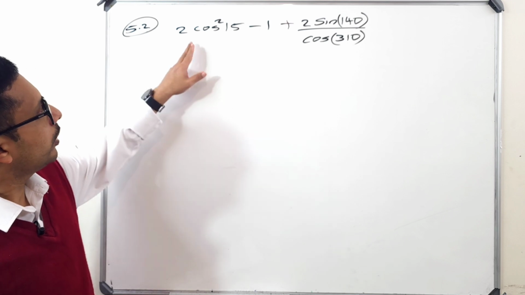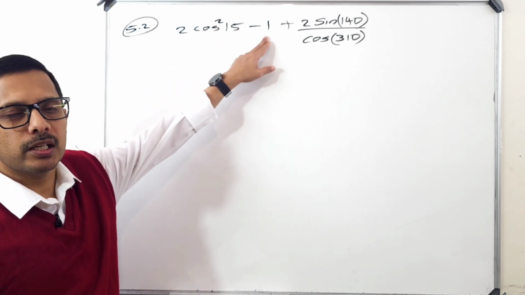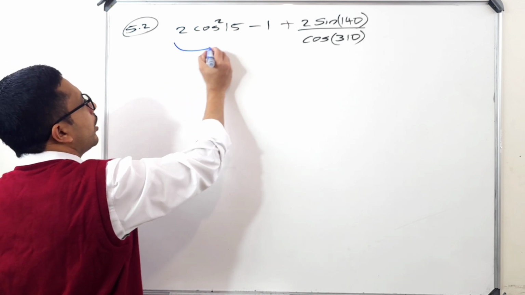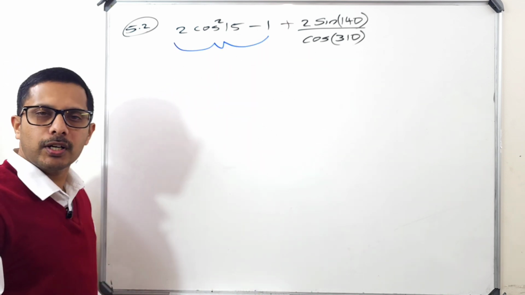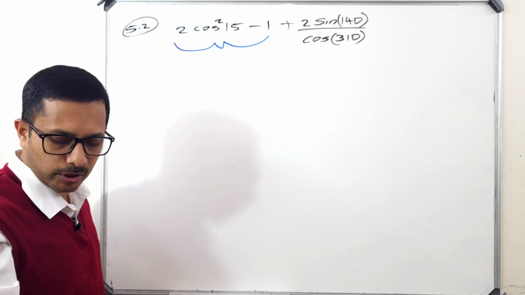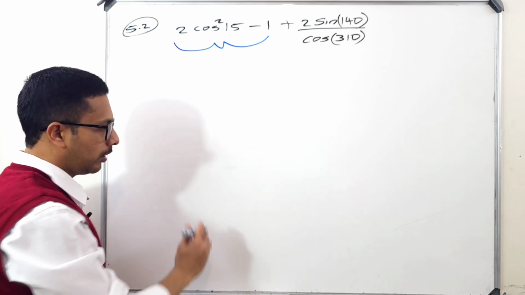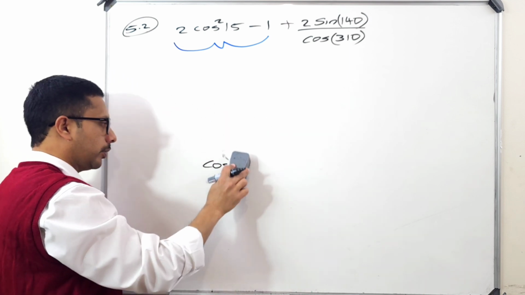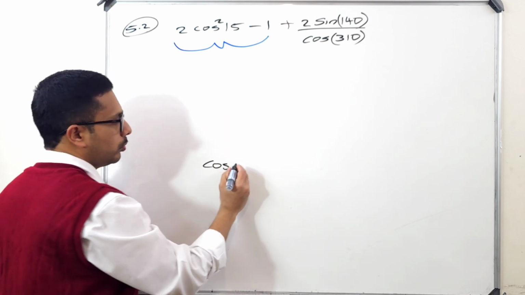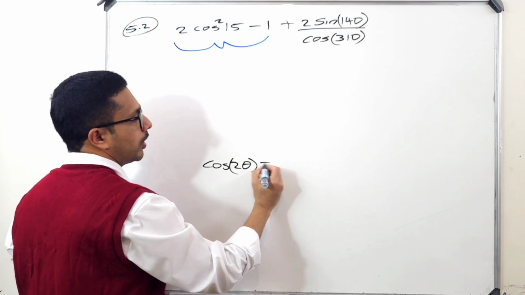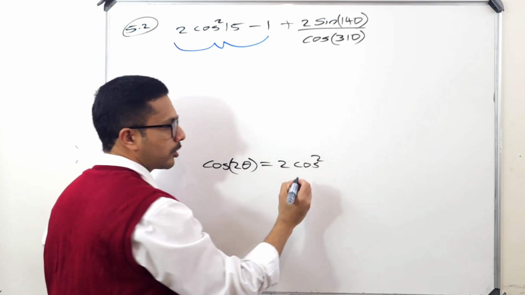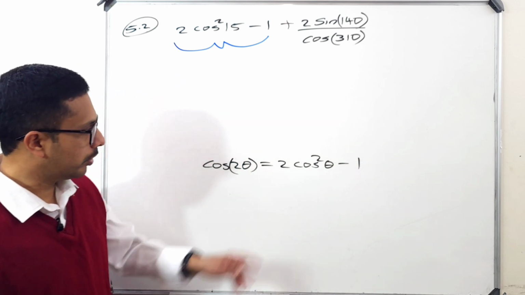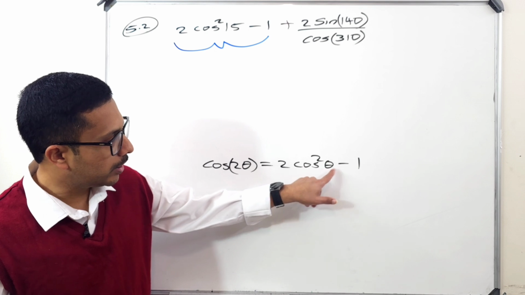Okay, so now look at this one: 2 cos square 15 minus 1. Can you see something there? I'm considering these two terms, 2 cos square 15 minus 1. Is it not the double angle of cos 2 theta? You studied it like this: not cos square, it is cos 2 theta. What is the expansion? There are 3 expansions, but one expansion is this one: 2 cos square theta minus 1.